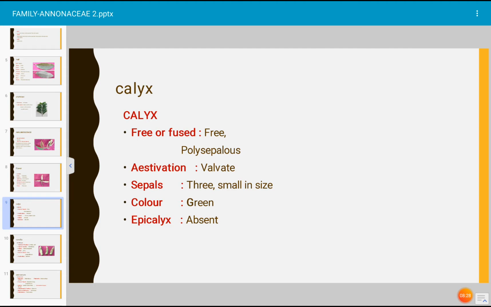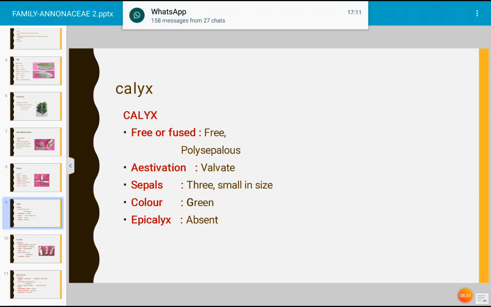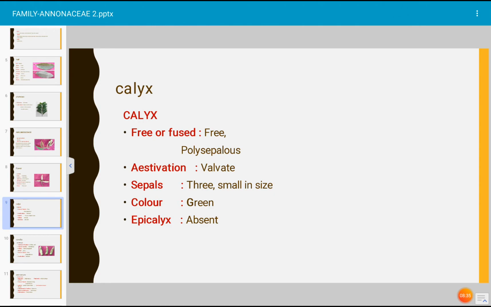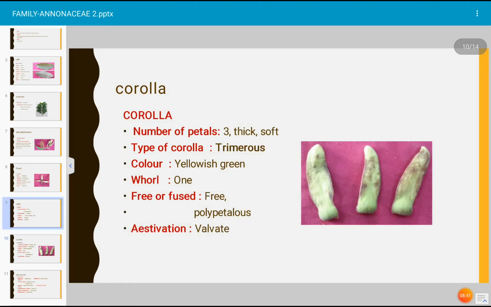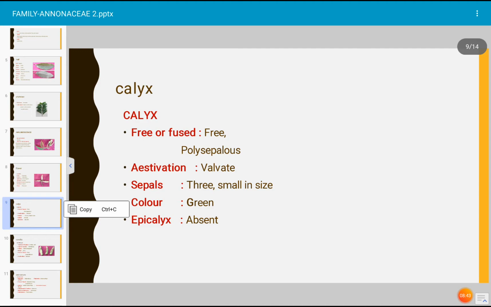How is the arrangement of the sepals in the flower? That is called estivation. How is the estivation? Valvate estivation is there. What is valvate estivation? All the sepals are arranged opposite to each other. No edges of any sepal overlap with the edges of the adjacent sepal. All 3 sepals are opposite to each other in such a way in the flower. That is valvate estivation.